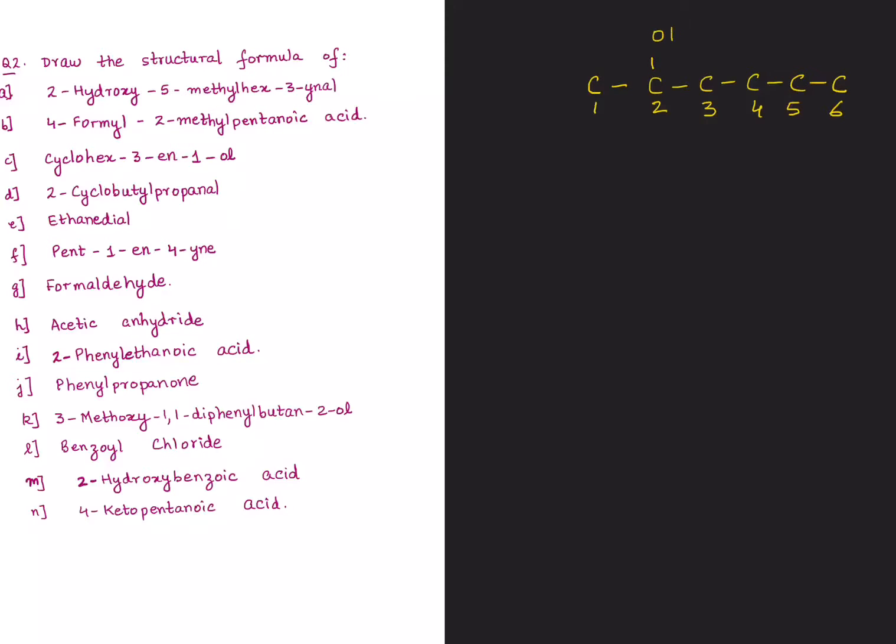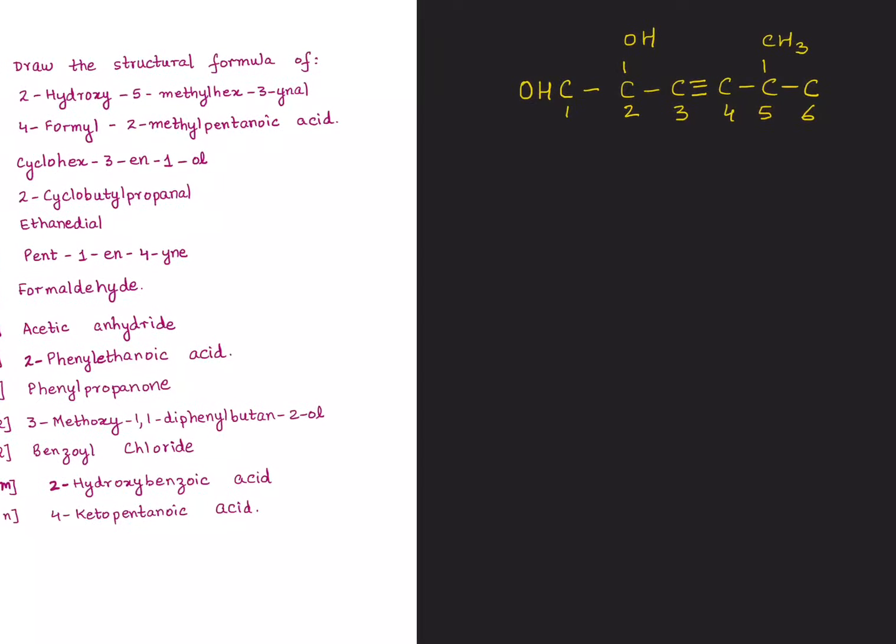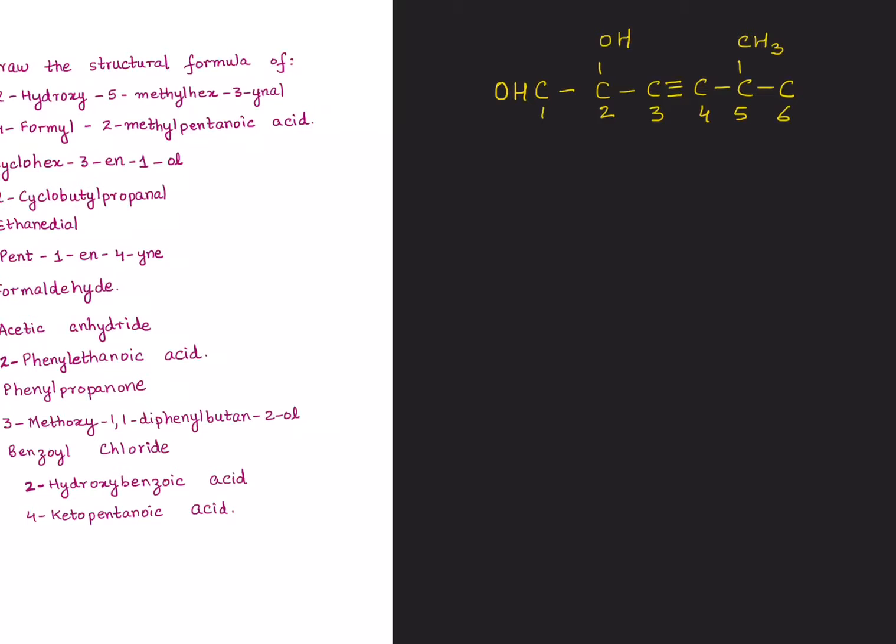2-hydroxy, 5-methyl, hex 3-ene, al. Al means at the first position it's an aldehyde group. What's the next thing that you have to do? Yes, of course, complete the hydrogen atoms. Simple.